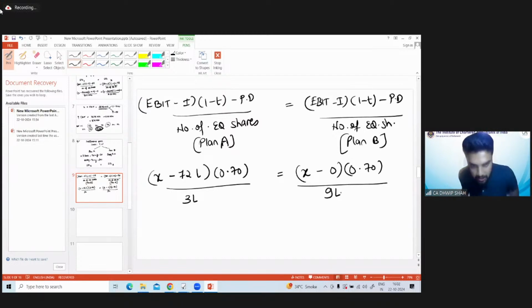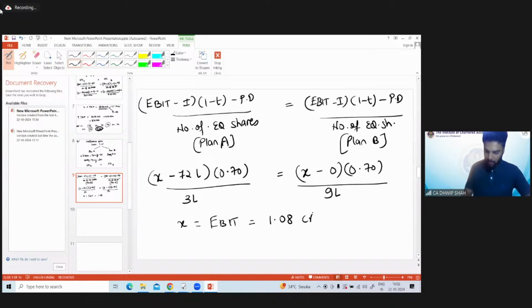Again, experts, please calculate the value of X. Your favorite task. 1.08 CR. Everyone has 1.08 CR? Okay, 1 crore 8 lakh. That is correct. See, our task is not just to calculate EBIT. If you calculate this, you will get full marks. That is correct. But you need to interpret the meaning of this calculation as well.